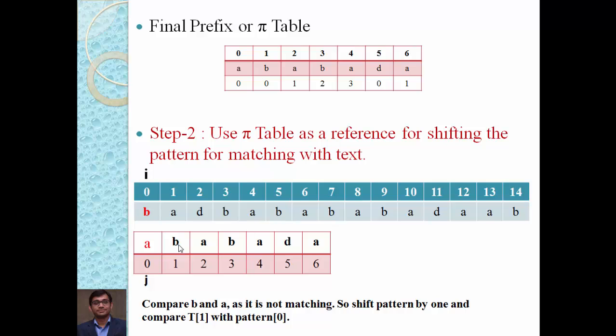So we need to start from the 0th index. So this is our text and this is our pattern. So let us compare the first character of text with the first character of pattern. Here it is B and here it is A. So matching is not found, so we need to shift by 1. Here I indicates the index of our text and J indicates the index of our pattern. So we just shift by 1.